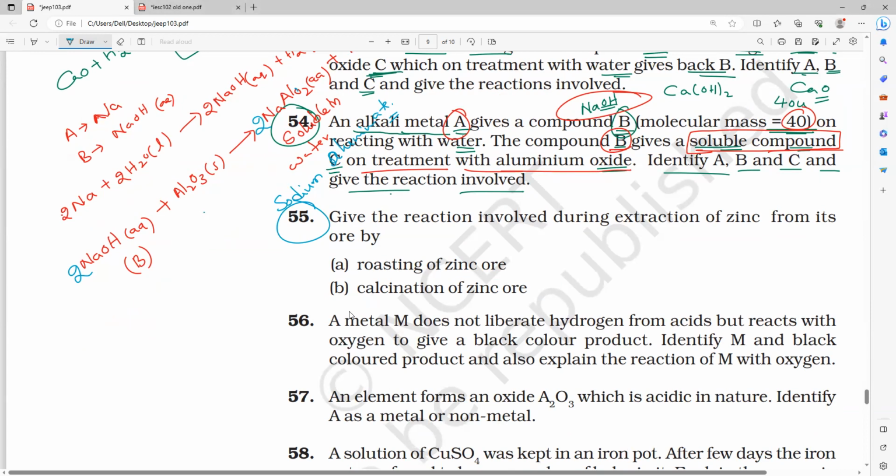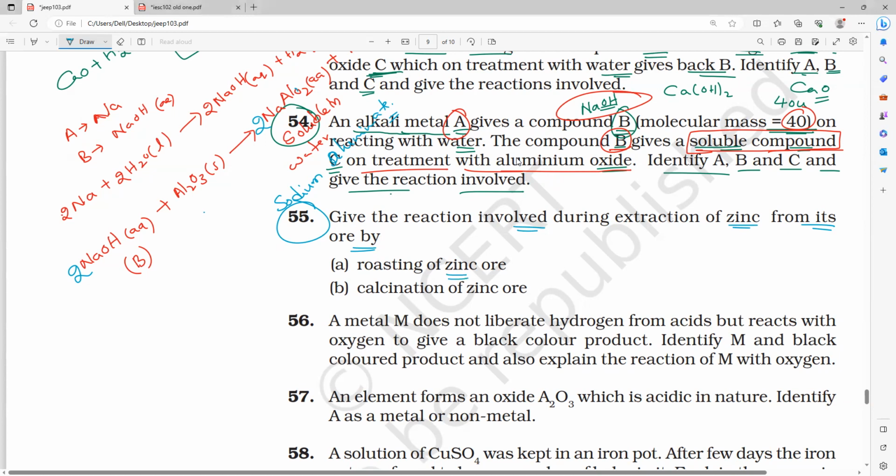Next question, read. Give the reactions involved during extraction of zinc from its ore. So zinc is present in what ore? Zinc is present in sulfide ore and oxide ore. Yes, is there roasting?